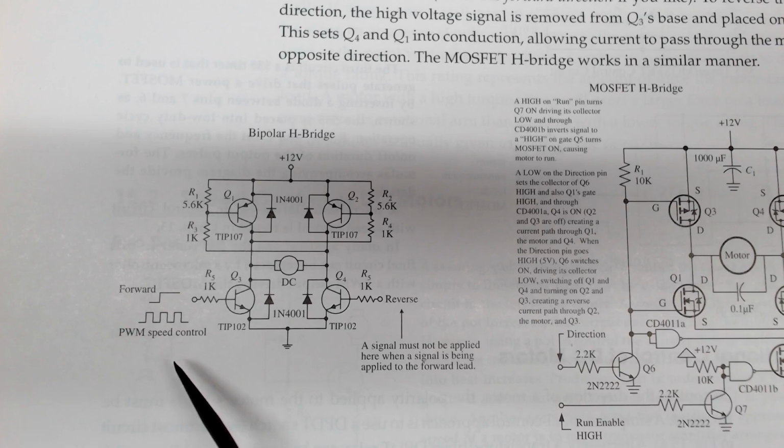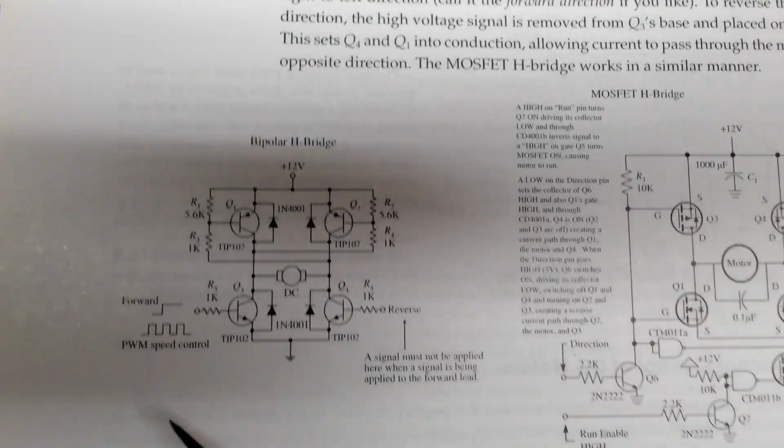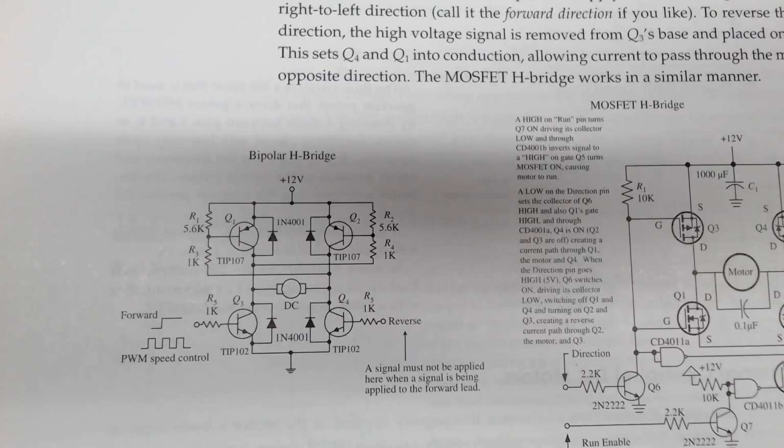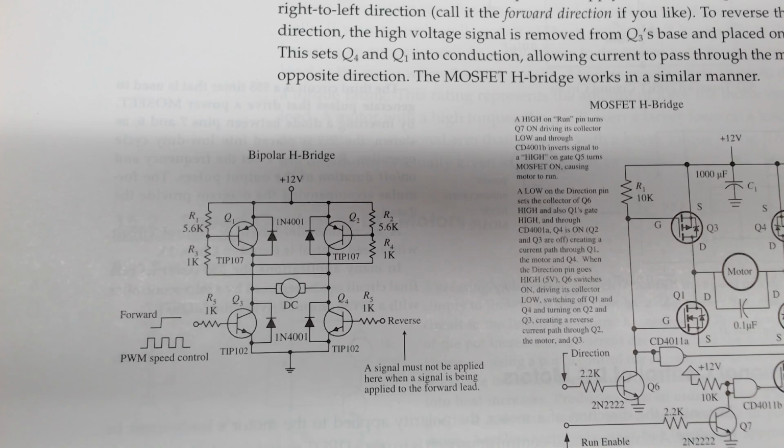Now, typically you have what's called a PWM speed control. PWM stands for pulse width modulated. It just means that you're pulsing it, as opposed to having a constant voltage. You can pulse the voltage. It's a better way to get speed controls.